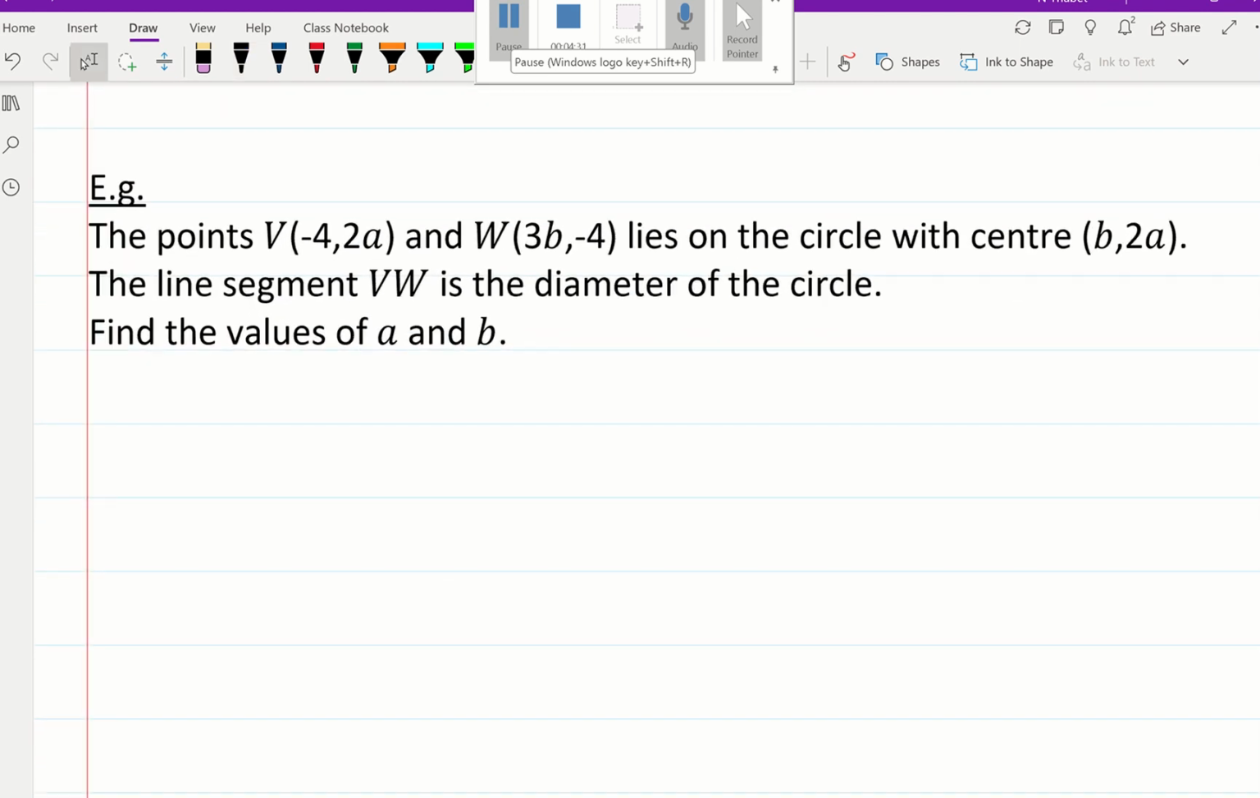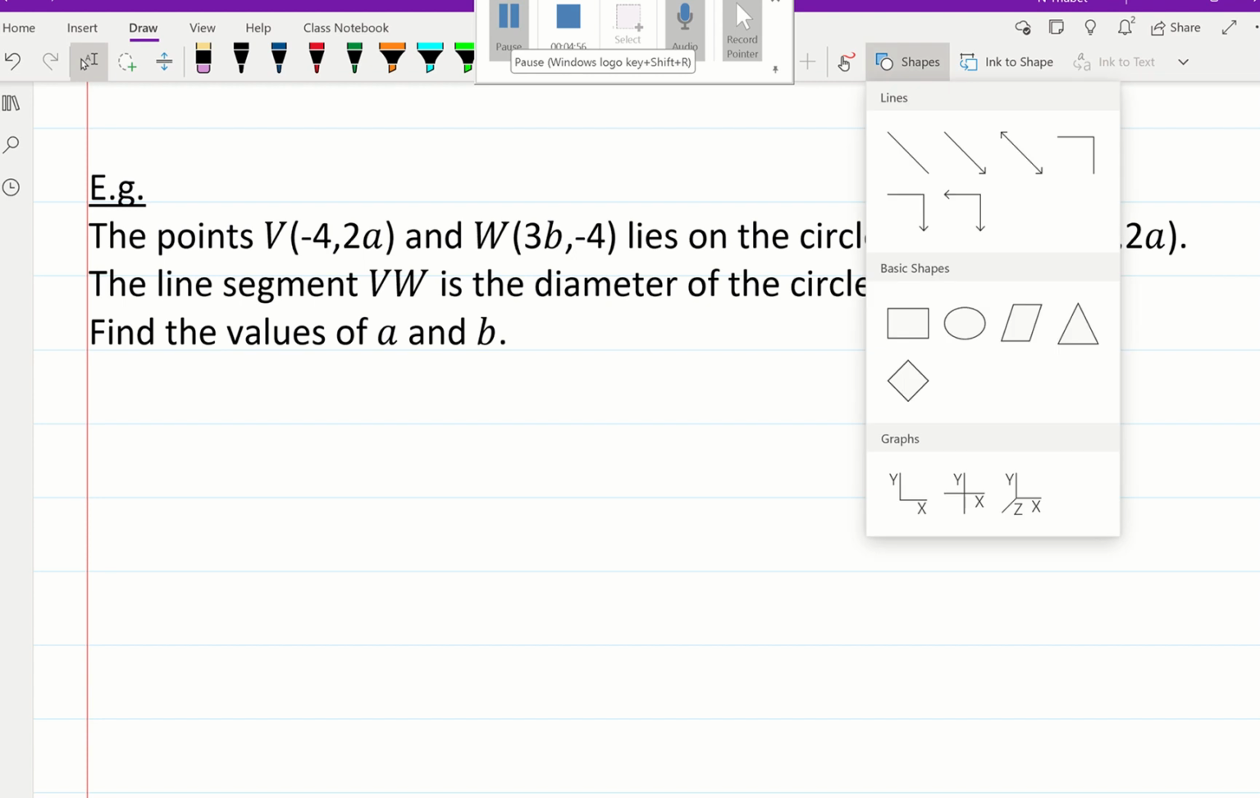And then the final example, it's from the exercise 2A. So the point V is (-4, 2a), and the point W is (3b, -4). They lie on the circle with center (b, 2a). The line segment VW is the diameter of the circle. Find the values of a and b.